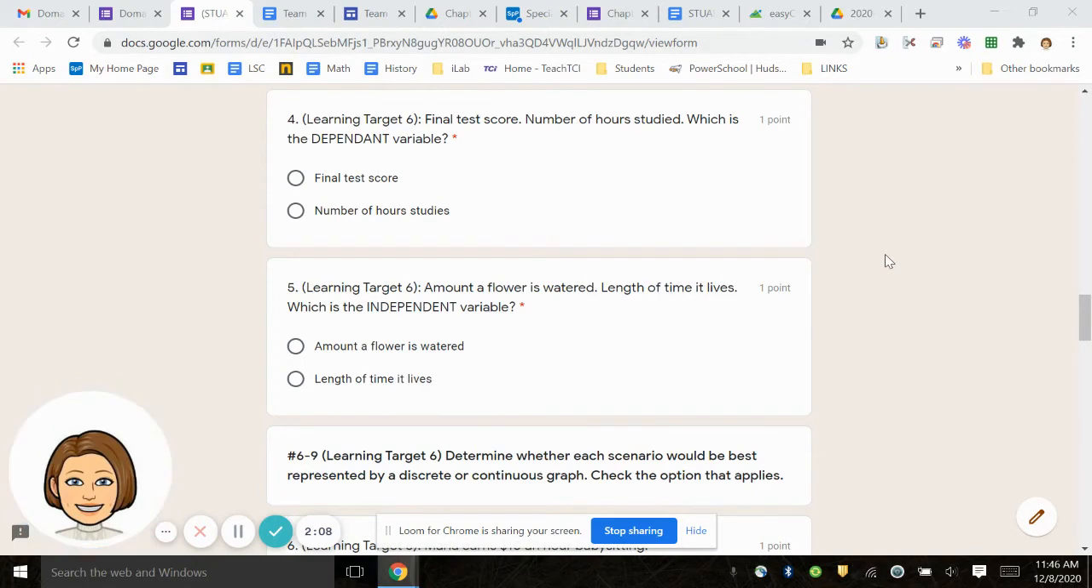Number 4, again, which one is the dependent variable? Final test score, number of hours studied. Which is the dependent? Which one depends upon the other? Final test score or number of hours studied?